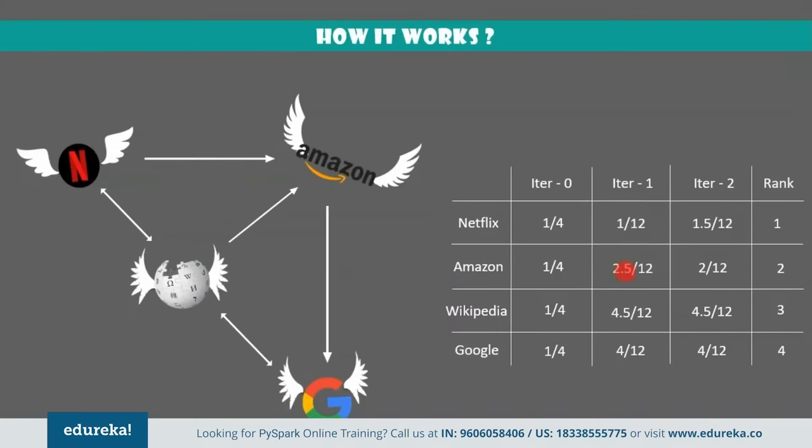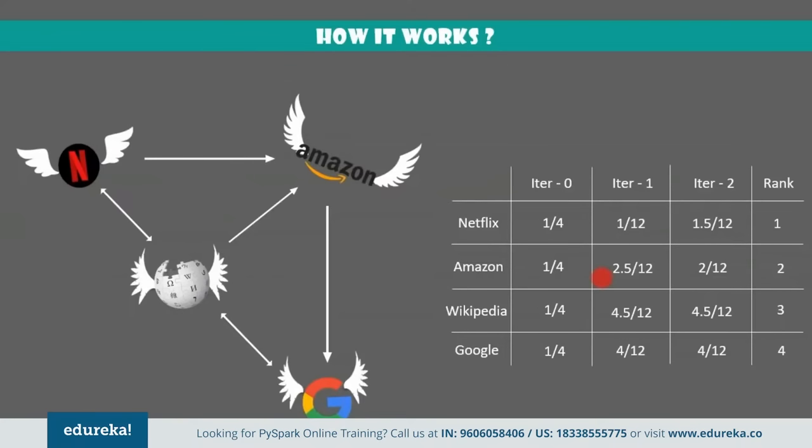Okay, so let's have a look at Amazon. Amazon has inbound links coming from Netflix and Wikipedia, so it will take the summation of Netflix and Wikipedia. Considering Netflix, we have 1 by 4 as the previous iteration divided by the number of outbound links from Netflix, which is 2. So 1 by 4 divided by 2 is 1 by 8, and then we'll add it for Wikipedia as well. For Wikipedia, it is 1 by 4 divided by the number of outbound links, which is 1, 2, and 3. So it's 1 by 8 plus 1 by 12, which is 2.5 by 12 if you do the calculation. So this is how the PageRank algorithm works.